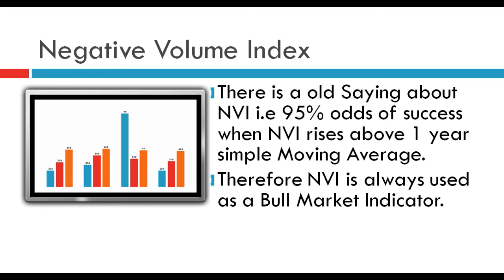A bull market indicator, of all the indicators, is the crown jewel of indicators. Because if you can understand when there is a bull market, you can always multiply your money. Because how do you lose money? You just jump in and it's a bear market. The price falls off and you lose money. If you can understand that this is a bull market and you get in and the price rises up, then you always make money.